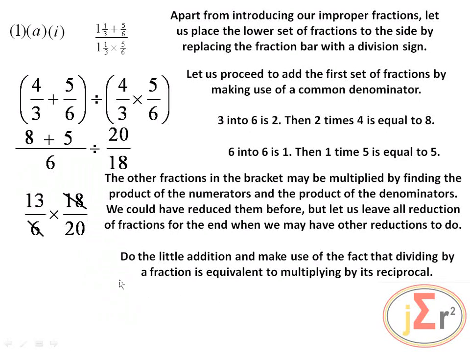Then we may reduce. 6 into 18 is 3. So the answer is 13 multiplied by 3 over 20, which is 39 over 20.